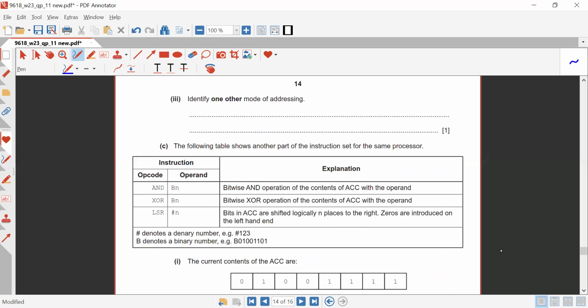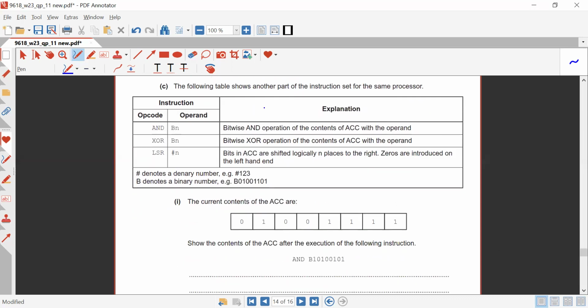Now for the next part, identify one other mode of addressing. They have given us direct addressing and index addressing, so we can write indirect, or we could write relative addressing. So I could write indirect over here.